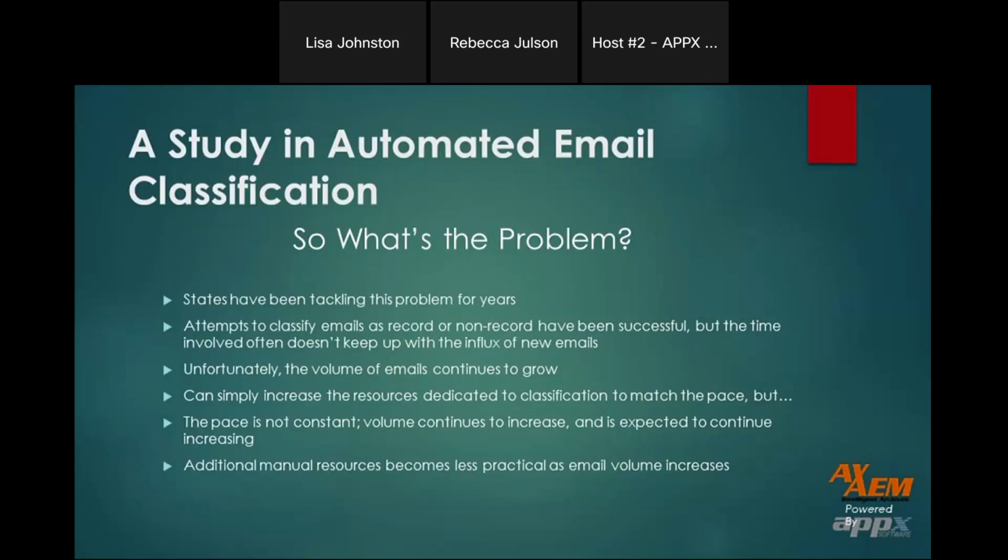The problem is that it's not going to get any better. So as I pointed out here, the volume of emails is going to continue to grow. And you can continue to throw people at it to try to resolve that problem, but at some point the volume of emails is just going to outpace the ability to classify them. And so additional manual resources at some point will be less practical as the volume increases.